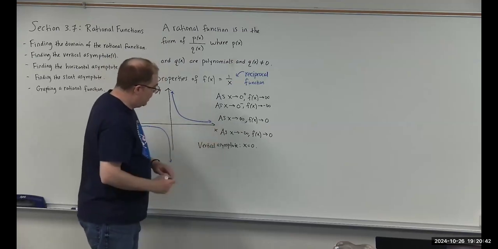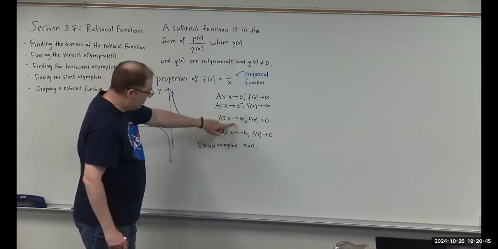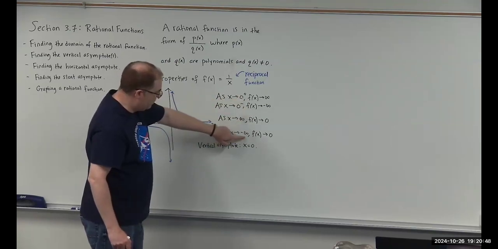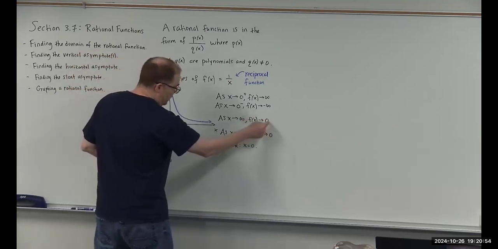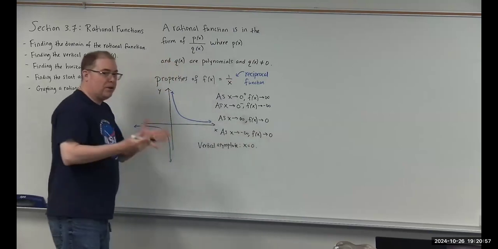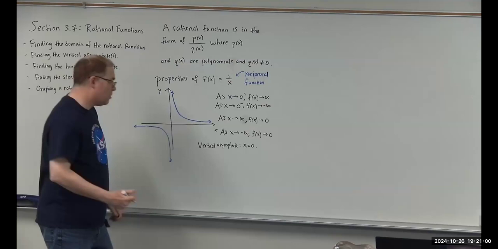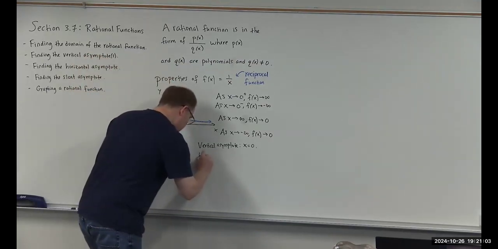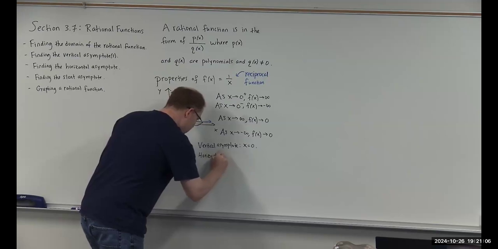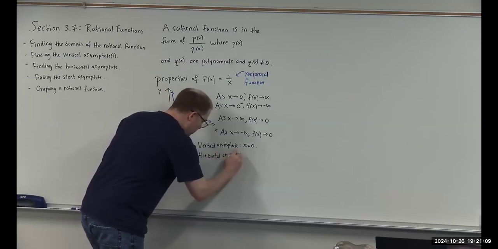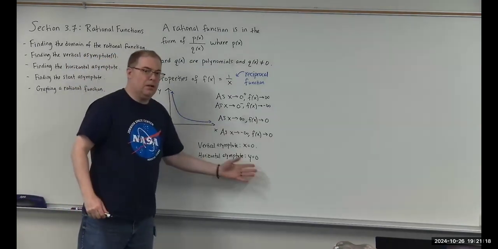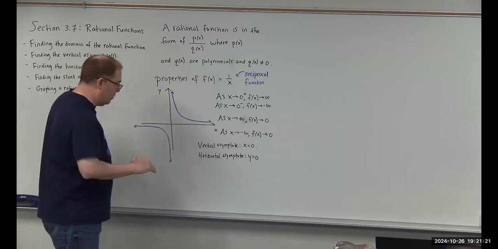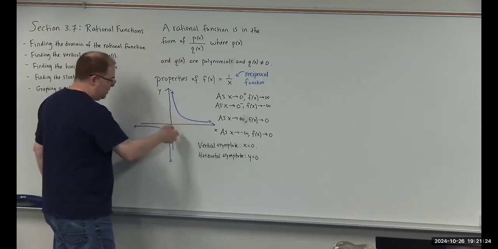The other part that is important is this part right here. As x goes to infinity, the function values go to zero. As x goes to negative infinity, the function values also go to zero. So this right here, we say that y equals zero is the horizontal asymptote. For horizontal asymptotes, they're always y equals some value. So in this case, y equals zero is here, and this is x equals zero.